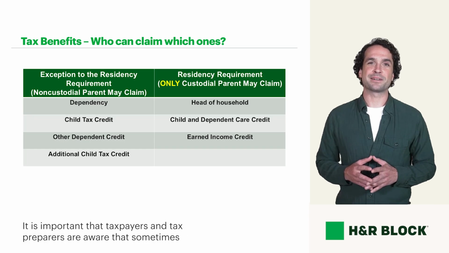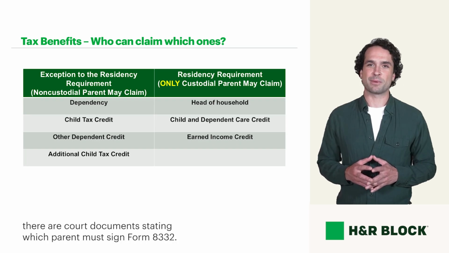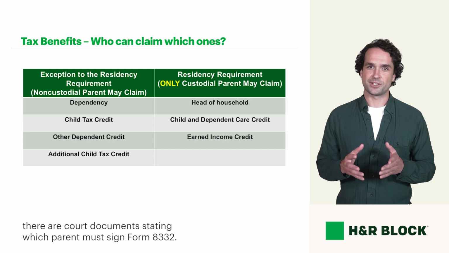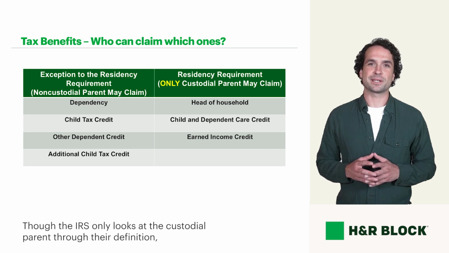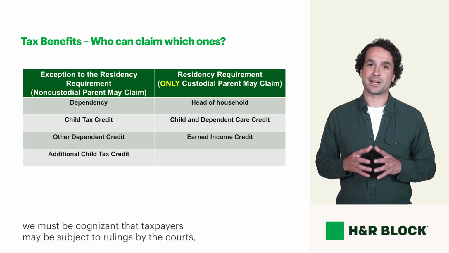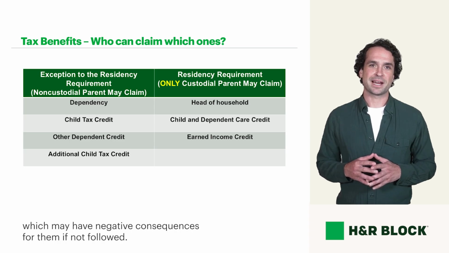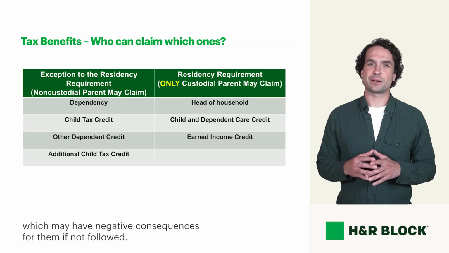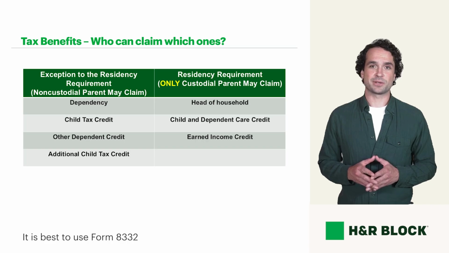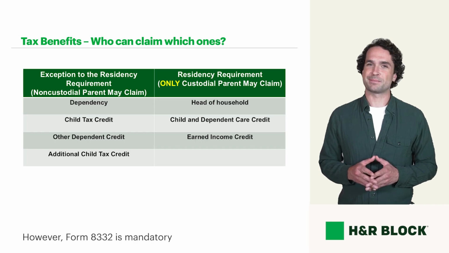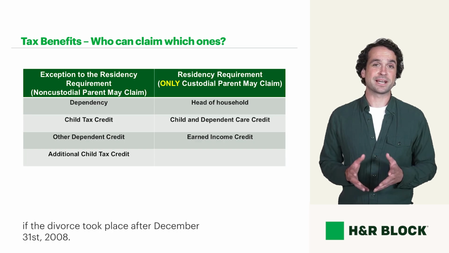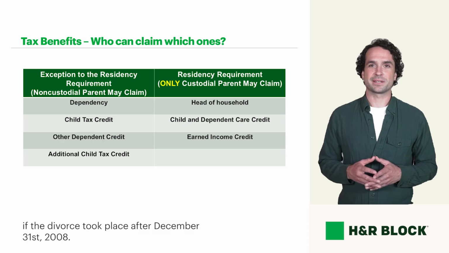It is important that taxpayers and tax preparers are aware that sometimes there are court documents stating which parent must sign Form 8332. Though the IRS only looks at the custodial parent through their definition, we must be cognizant that taxpayers may be subject to rulings by the courts which may have negative consequences for them if not followed. It is best to use Form 8332 in all cases where parents are separating benefits. However, Form 8332 is mandatory if the divorce took place after December 31, 2008.